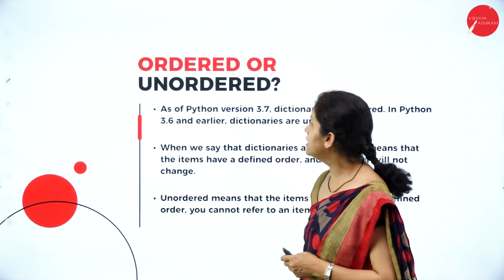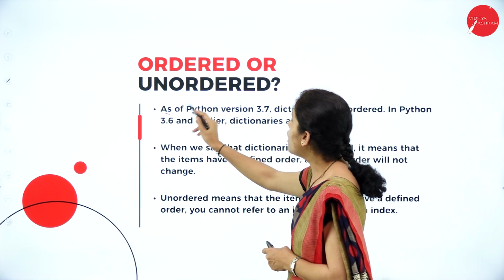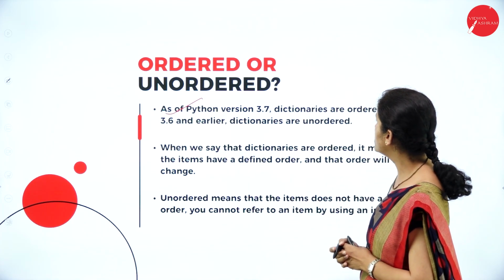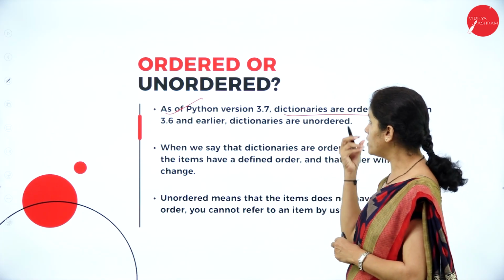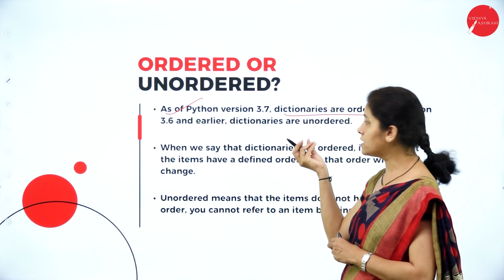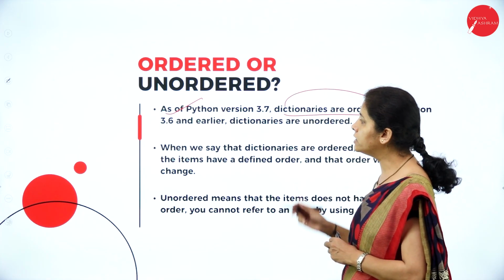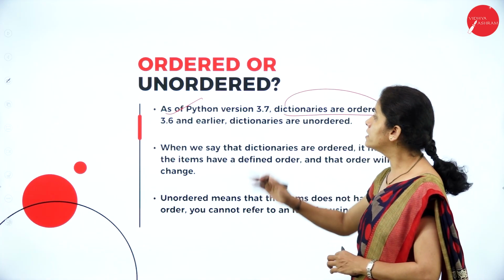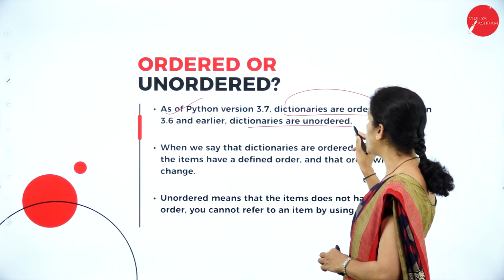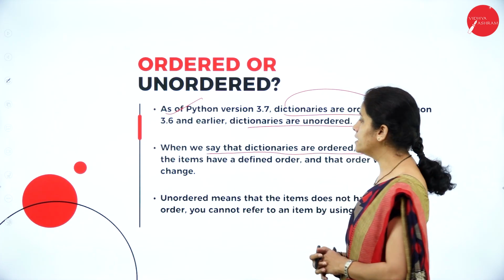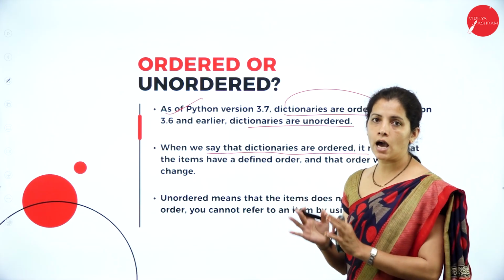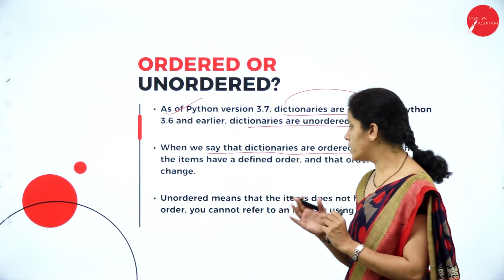Okay, fine. As of Python version 3.7, dictionaries are ordered. In the sense, in Python version 3.7, dictionaries are ordered. And if I use 3.6, dictionaries are unordered. When we say that dictionaries are ordered, in the sense, all the elements are placed in some order.